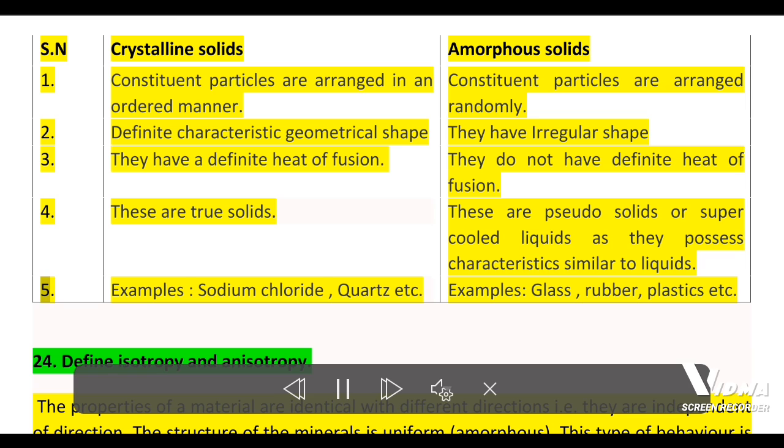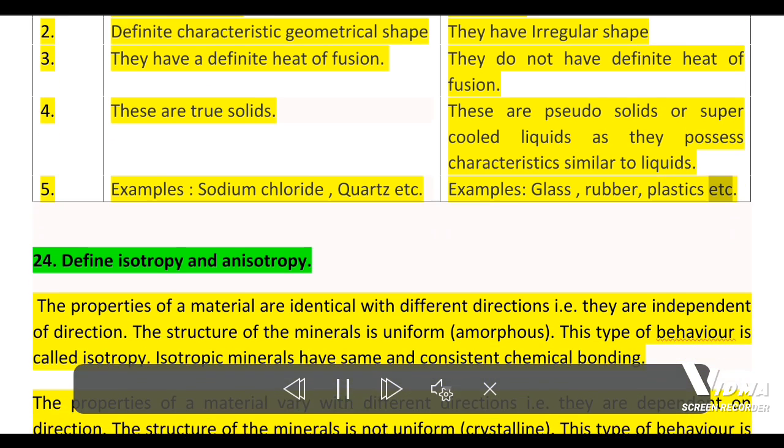5. Examples: sodium chloride, quartz, etc. Examples: glass, rubber, plastics, etc.